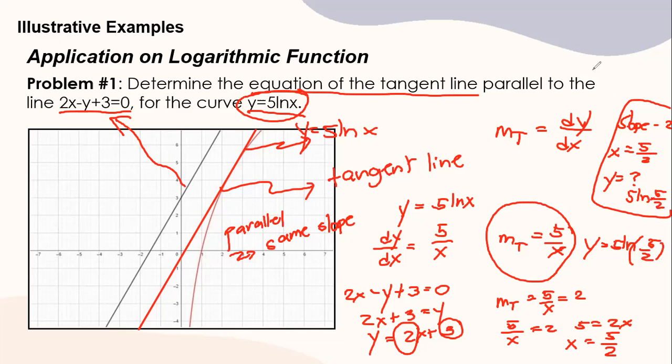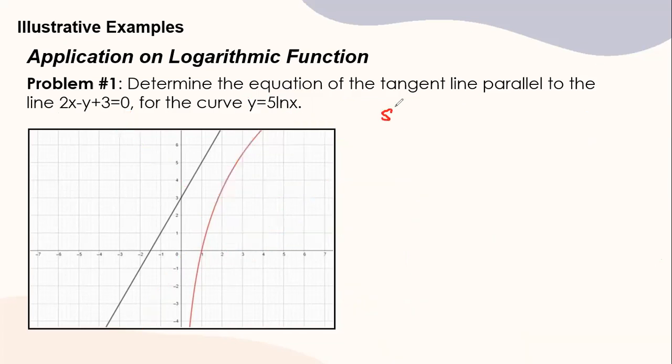Okay? So, nung nakuha na natin lahat ng mga yan, so we got the slope of the tangent line, which is 2. So, meron tayong nakuhang x, which is 5 over 2. And also the y, 5 ln of 5 over 2. So, saan natin gagamitin yan? Sa point slope form to make the equation of the tangent line. Point slope form.